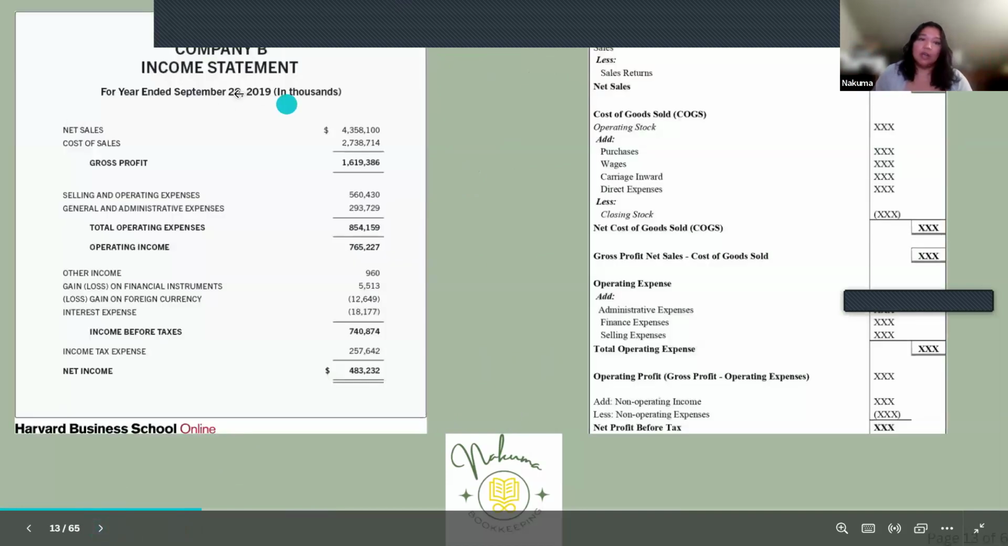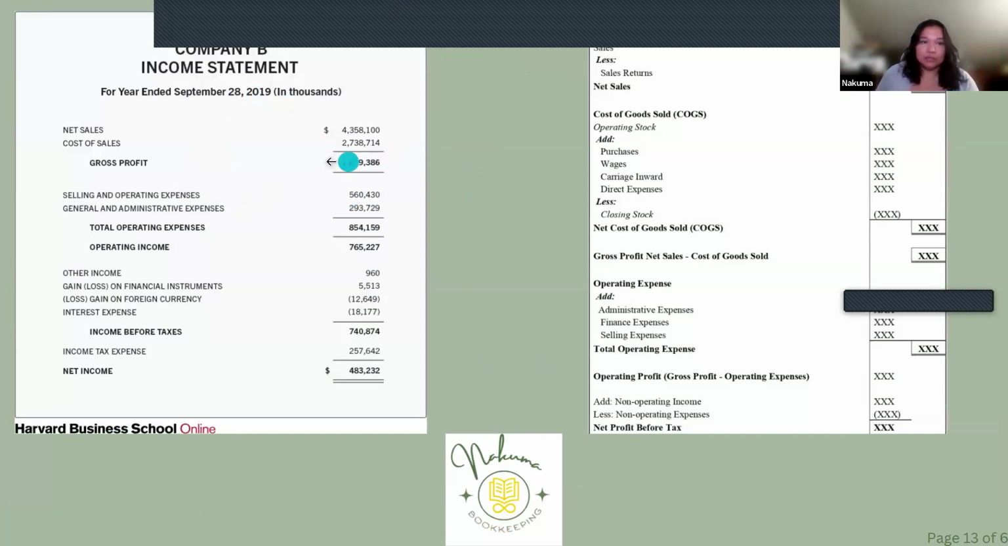So this is an example of an income statement. Here are their net sales, the cost of sales, the gross profit, how much it costs to operate, the general expenses. So this is their net income. These are the other income this company has, and their losses. So this is a great way to have a large overview of how the business is doing.